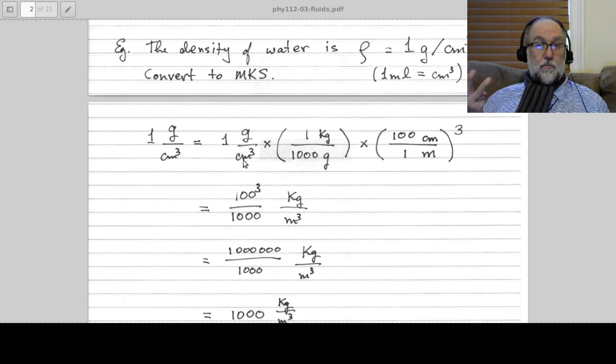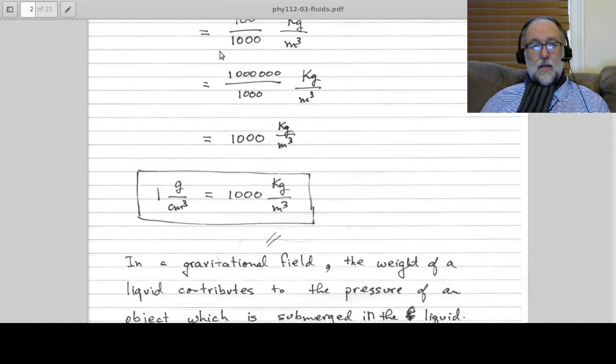Now the cubic centimeter, there are 3 of them. Remember we saw that last time with square centimeters. Here, for a cubic centimeter, we actually have to do the conversion fraction 3 times, one for each of the centimeters, because a cubic centimeter is a centimeter times a centimeter times a centimeter. You can see the cube there. We want to go from centimeters in the denominator, so we'll put it in the numerator, to meters, and 100 centimeters is 1 meter. Just multiply this all out, and on top you're going to have 100 cubed, on the bottom you're going to have 1,000, and that turns out to be 1,000 kilograms per cubic meter.